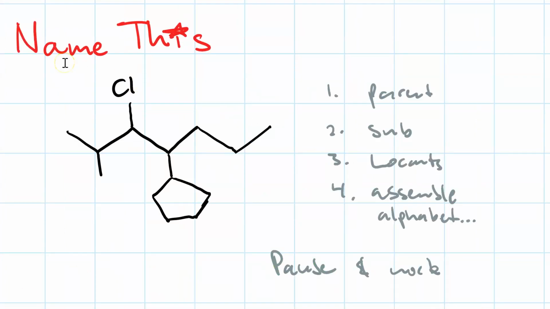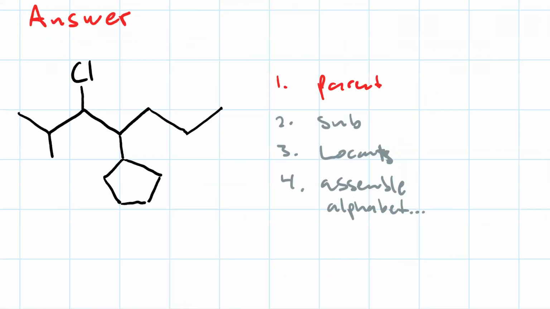Now here's an exercise for you to try. You're going to name this. Remember to first figure out what the parent is, then figure out the substituent, whatever numbering scheme gives you the lowest locants, and then assemble it alphabetically. Pause and work the problem. Once you've got the name, you can resume your video and check your answer against mine. Here's my answer.